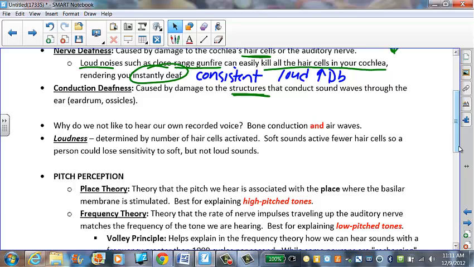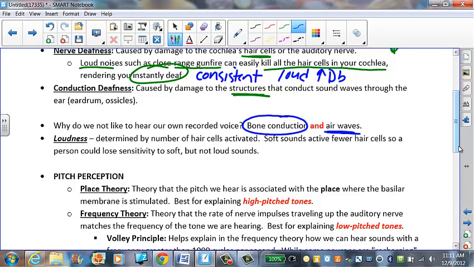And some other interesting things. Why do we not like to hear our own recorded voice? Well, when we hear other people's voices, we're hearing airwaves alone. But when we hear our own voice, we're also hearing bone conduction. So vibrations through our skull cause minor vibrations in our cochlea, as well as the airwaves that are amplified by the ossicles.